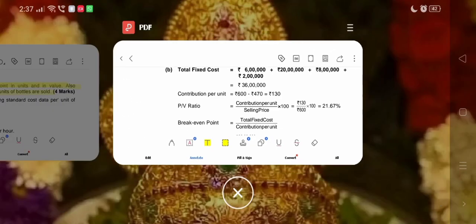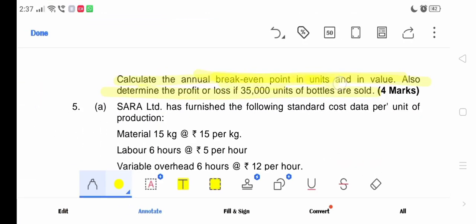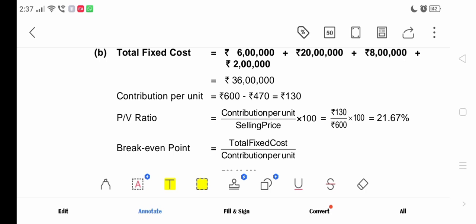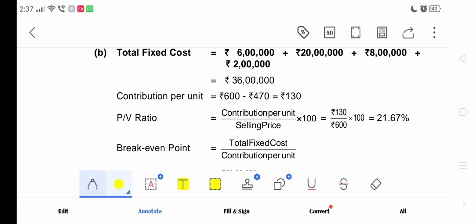So what he has asked, firstly, annual BEP in units and value, right? So firstly, tell me, what is the formula for annual BEP, that is, break even point? What's the formula for break even point? Yeah, total fixed cost divided by contribution per unit is itself the formula for break even point, right?